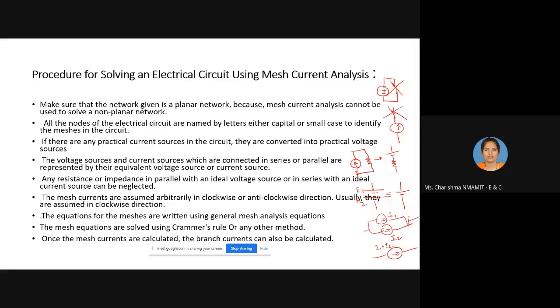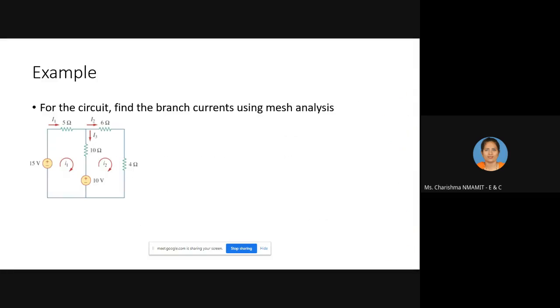Once the mesh currents are calculated, the branch currents can also be calculated. So once you know the mesh currents, you can calculate the branch currents, or whatever required currents they have asked. Now, take down one example. Let us find the branch currents using mesh analysis. For the circuit shown, find the branch currents using mesh analysis.